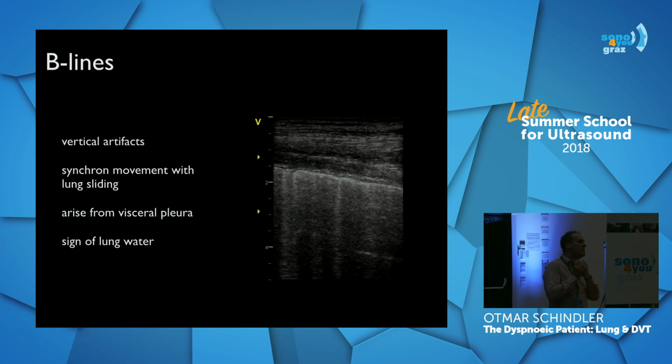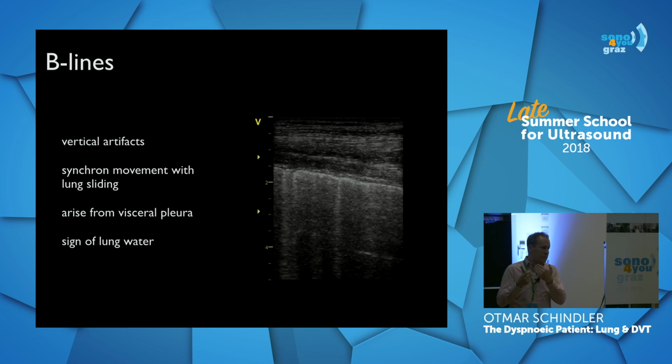So as soon as you see a B line, you know there is visceral pleura there, because it's starting at the visceral pleura. You know there is motion there because the B line is moving usually, and you know there is too much of anything inside the lung. In our conditions, mostly it's too much water.